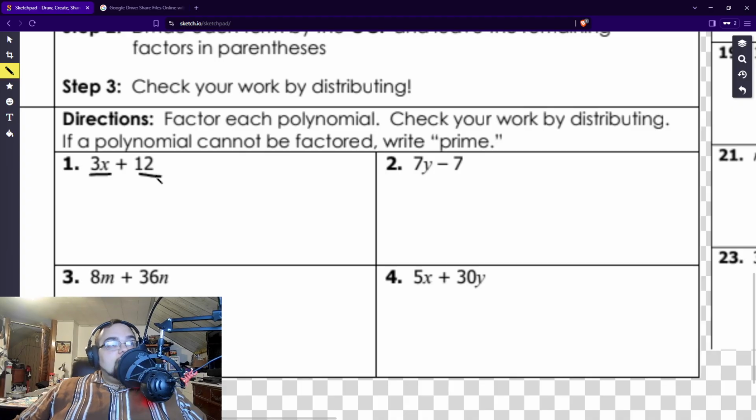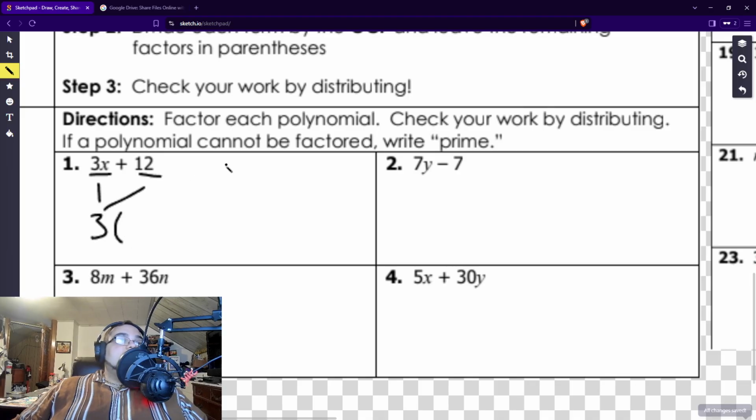So, 3x and 12. Ask yourselves, what does 3 and what does 12 have in common? And if you said 3, darn tooting, you're right. We're going to pull a 3 out of each. Now we look at the variables. This guy has an x, and this guy does not have the x. And because he does not have the x, we can't pull him out. So what are we going to do? Well, instead of panicking, we're just going to leave it be. Be lazy.